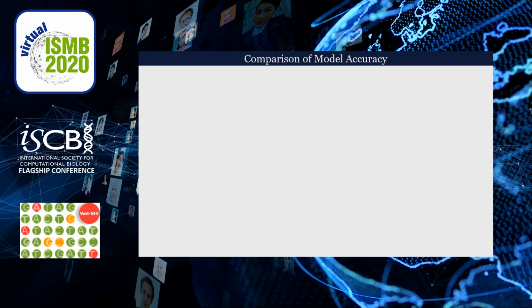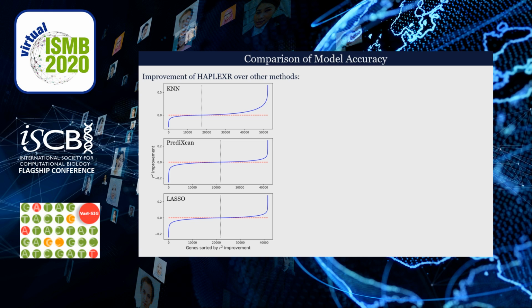So we compared the performance of HaplexR on these genes across all tissues that we selected against the KNN and PredictScan models I discussed in the related works, along with LASSO, which is a dosage additive model like PredictScan, but it uses a different penalty on the regression coefficients. We noticed that our model performs better than the dosage additive models for about half of all genes, and more so against KNN.